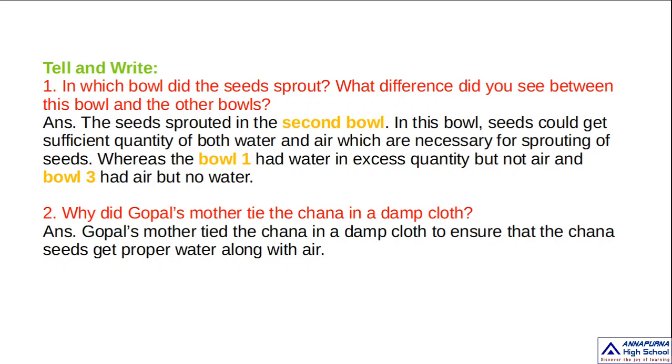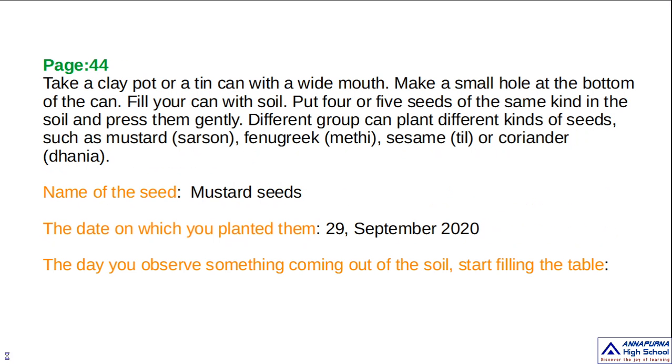Now the second question is, why did Gopal's mother tie the chana in a damp cloth? The answer is, Gopal's mother tied the chana in a damp cloth to ensure that the chana seeds get proper water along with air. So it ensures that the chana seeds get proper water and air. That's why she tied the chana with a wet cloth. Okay, children. So that is the reason.